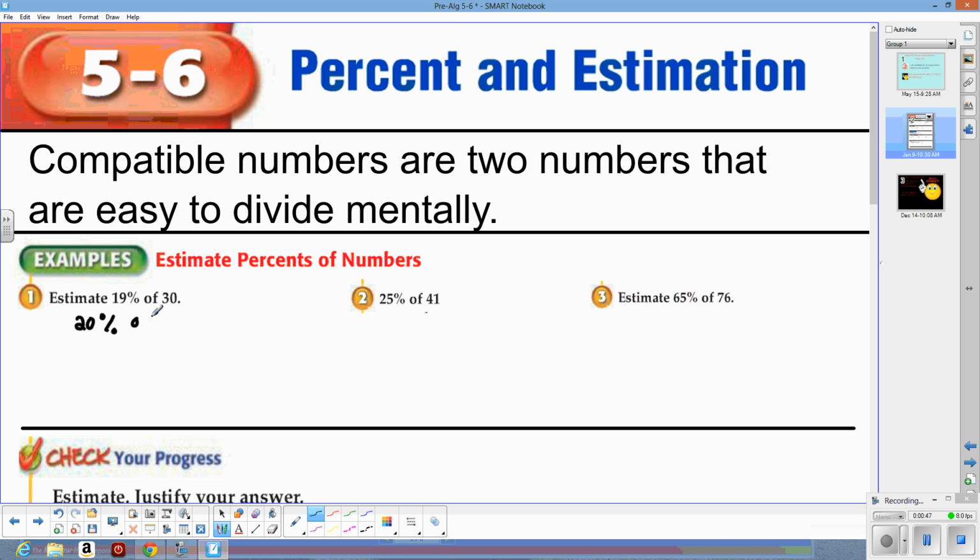of 30. When you're working on your homework assignment or on your quiz or test on the estimation problems, even though you're doing it mentally, I want to see on your paper what your thinking is. So if this is the problem, 19% of 30, I want to see you write down that you're changing it to 20% of 30, and 20% is the same as 1/5, because remember 20% is 20 out of 100. So 1/5 of 30. 1/5 of 30 is to take 30 and divide it by 5, which is 6.